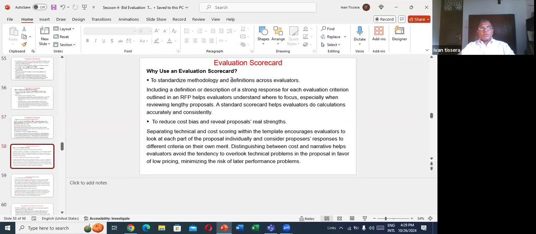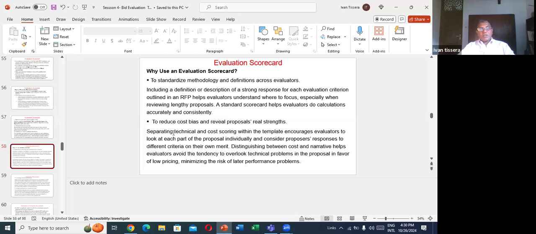Why use a scorecard? To standardize methodology and definitions across evaluations. Including a definition or description of strong responses for each evaluation criterion outlined in the RFP helps evaluators understand where to focus, especially when reviewing lengthy proposals. A standard scorecard helps evaluators calculate accurately and consistently, to reduce cost bias, and reveal a proposal's real strength.